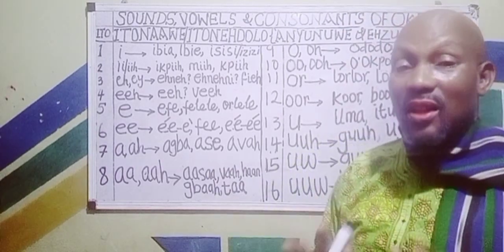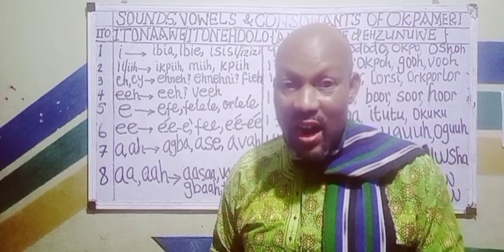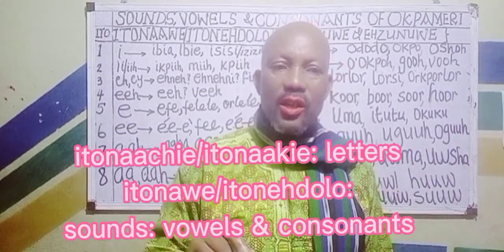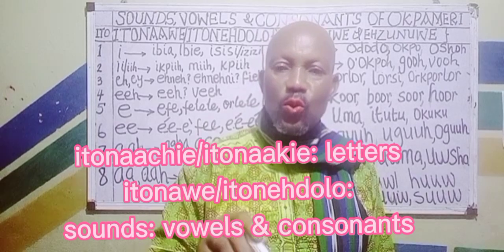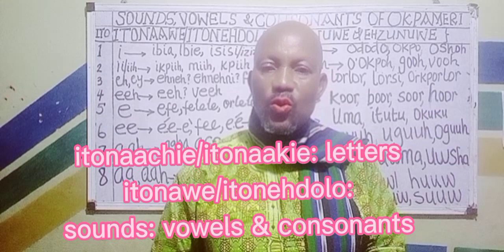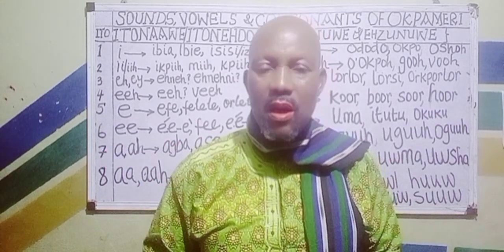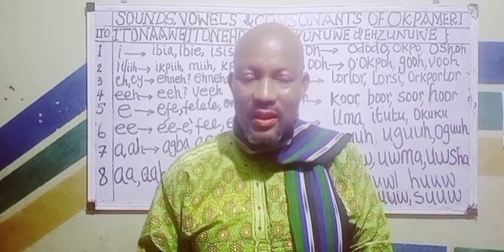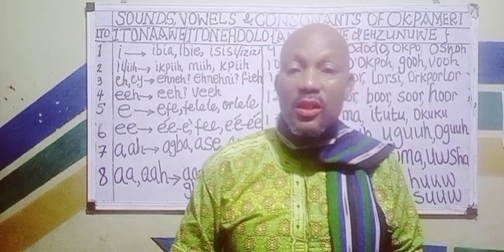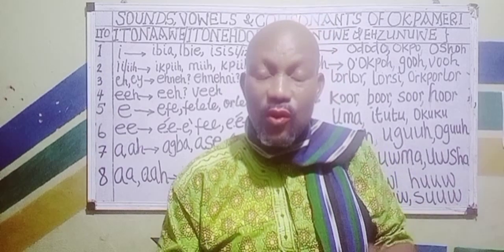So those are the terms we are going to be using for our vowels and our consonants, right? So today, we want to examine Itonache letters and Itonedolo or Itonaawe of Okpameri, meaning the letters and sounds of Okpameri. Let us start from the sound. We start from the Itonanyunue, that is Anyunue, the vowels of Okpameri.